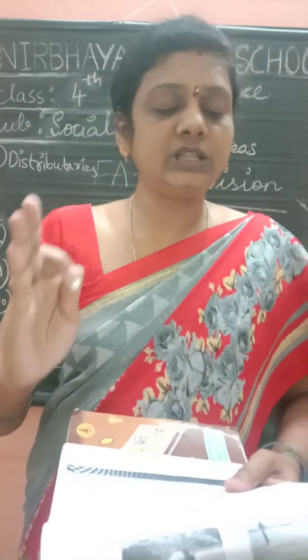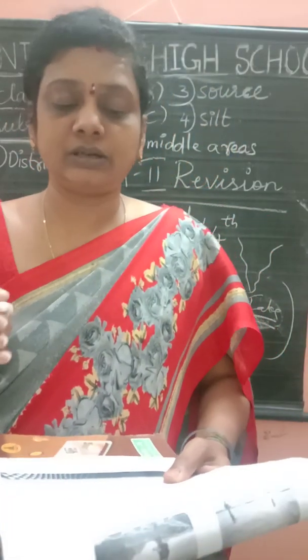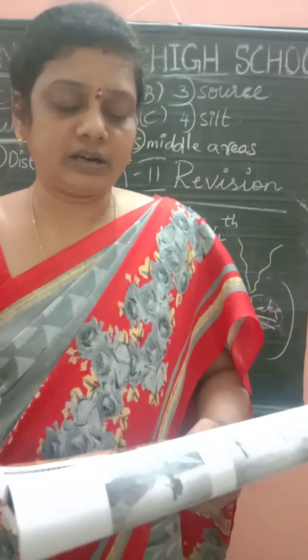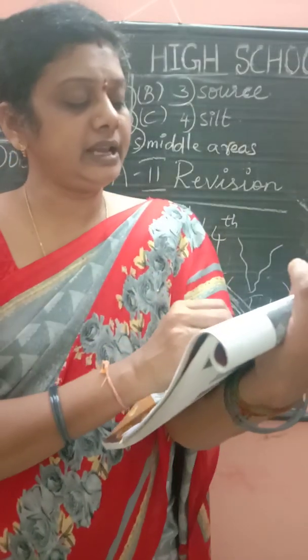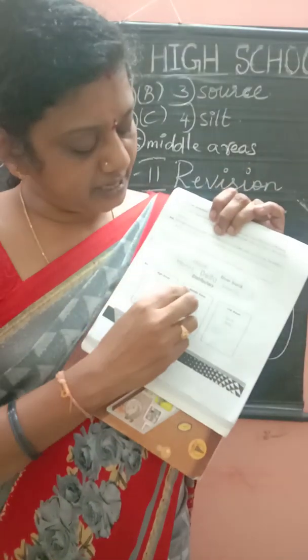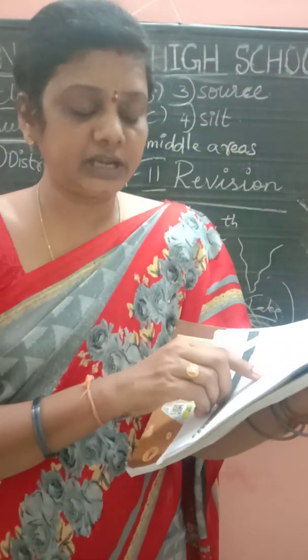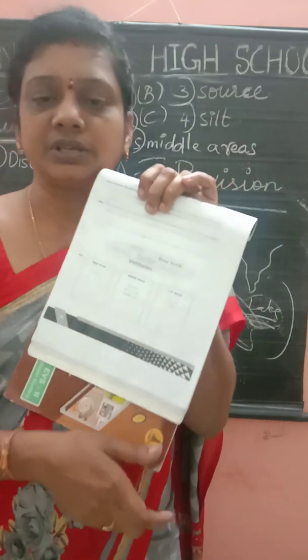Yes, and the 18th one, children, look at the word splash below. Using terms from the word splash, show the journey of a river. Yes, the high areas is the source, the middle areas tributary, river bank, distributary, low areas, mouth, delta. Okay, children?